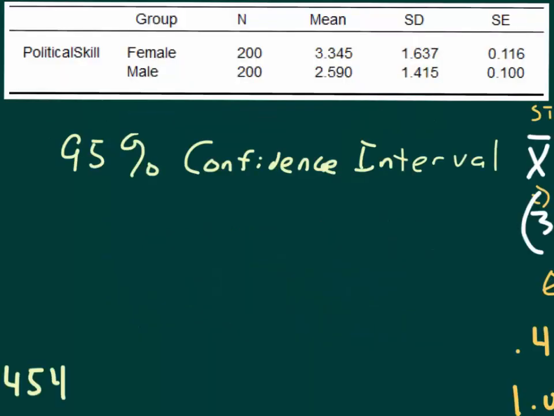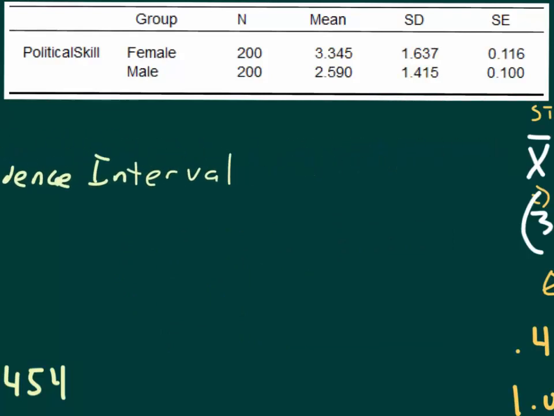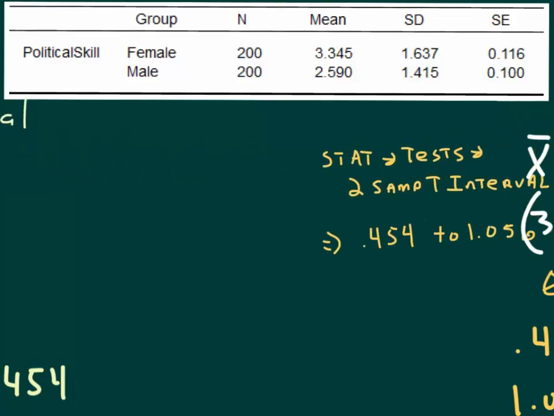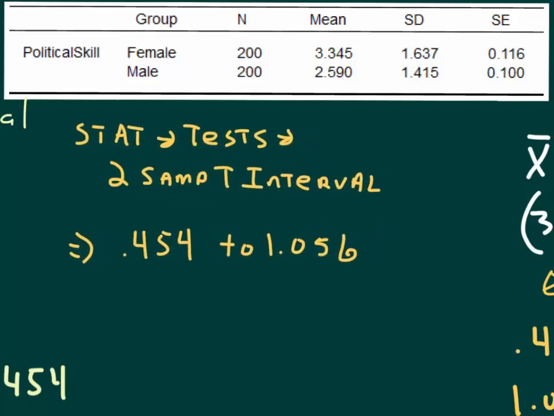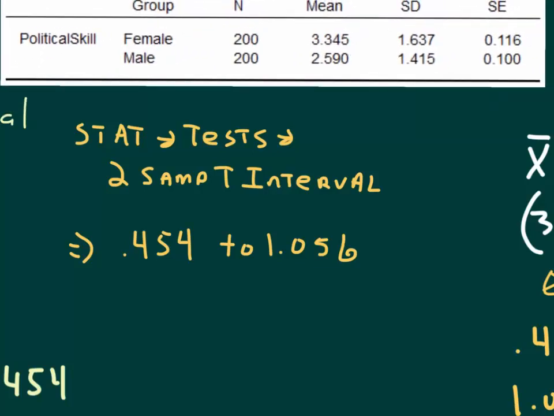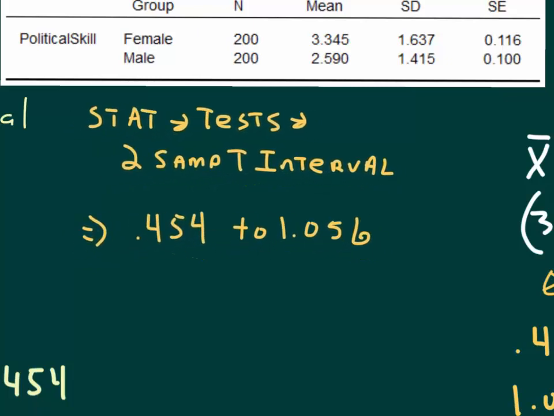So now for our confidence interval, we'll do a 95% confidence interval. Just reproduce the statistics that we had before. We're going to do STAT TESTS 2-SampTInt, and you'll end up with 0.454 to 1.056. Please verify that you can get that same number if you're given these, that you can go to your calculator and get these values for the lower and upper limits of your confidence interval.